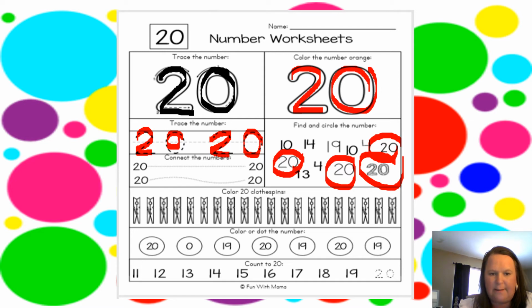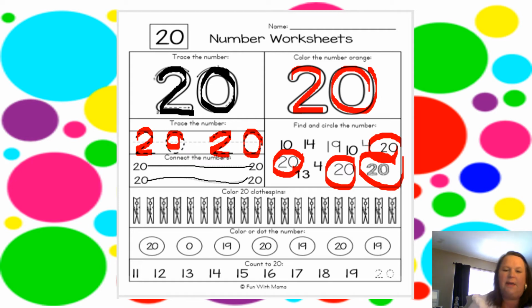It says connect the numbers. We're just going to draw a straight line across here to that 20. And then this one kind of looks like a little wave. There we go. All right.